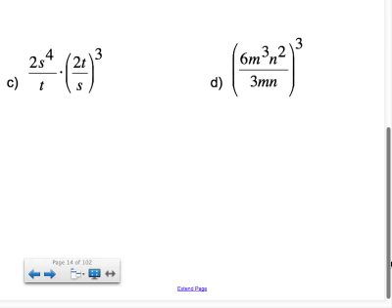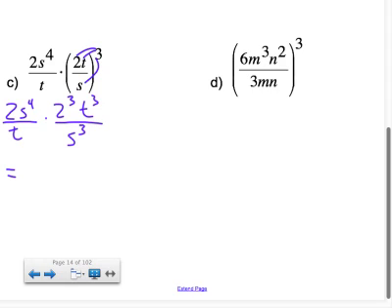Part C. In this one, the only thing you can really do first is distribute this 3 to everything inside the parentheses. So you have 2s to the fourth over t times, now what you have is 2 to the third, t to the third over s to the third. Now when you combine all of this, this 2 to the third is really the same thing as 8, so you have 2 times 8 on top, which is 16.